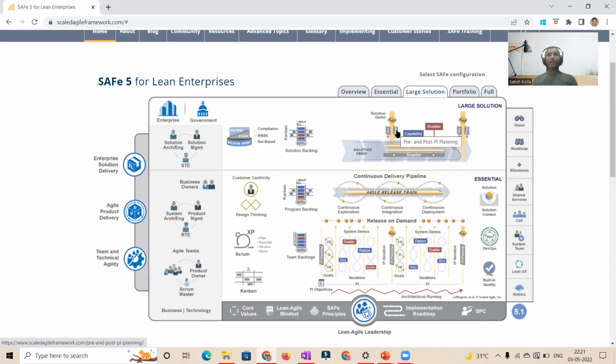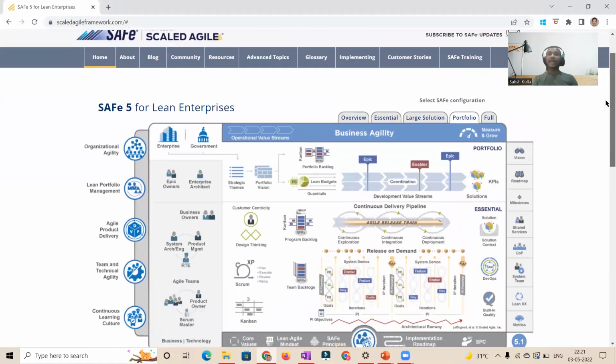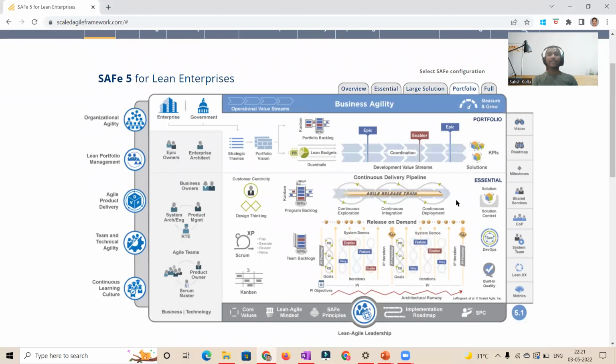Okay. So now let's move on to the portfolio configuration. So when we say the portfolio configuration, again, the essential still remains the same. Whereas now we have some different components or entities reflected on the framework, where it starts with the enterprise at the level of governance. And here, this is where the strategic themes, the vision, the operational value streams and the development value streams, and the budgeting and the guardrails and the multiple solutions as well as the associated KPIs come into consideration. What is that? The portfolio.